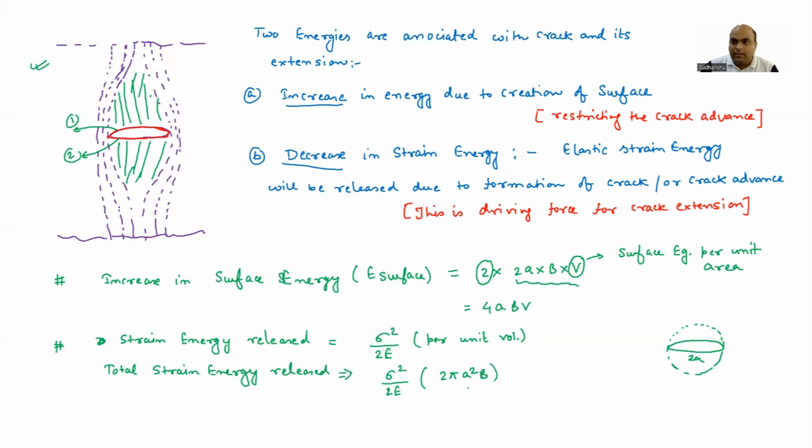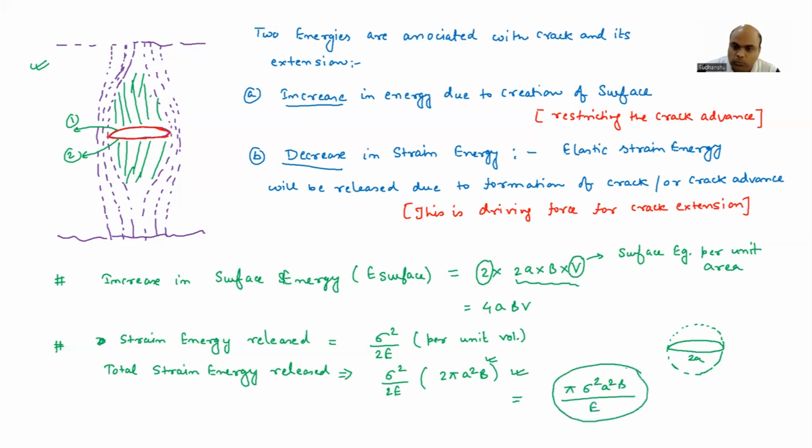And how do we remember it? Just remember that we can assume the top and bottom regions are like two different cylinders. You figure out the volume of these two cylinders and add them up, and you get 2 pi A square B. That is how you can come up with this value. It's a trick. So this is the total strain energy released, and if you solve, it is going to be pi sigma square A square B divided by E.